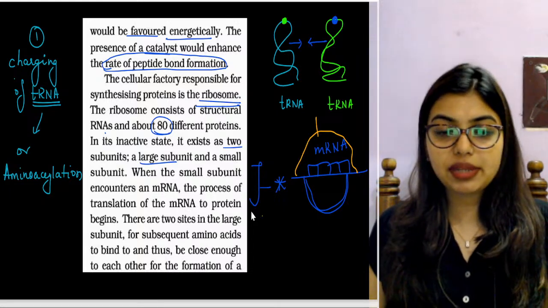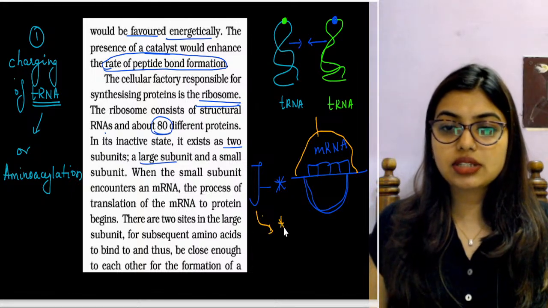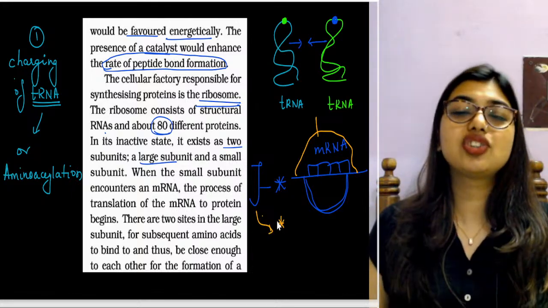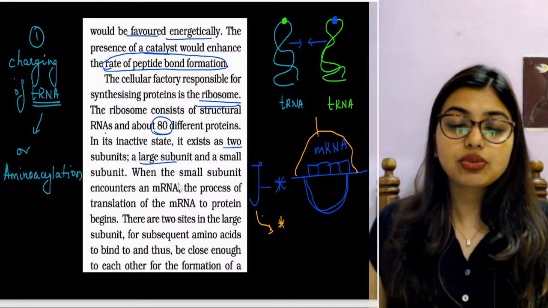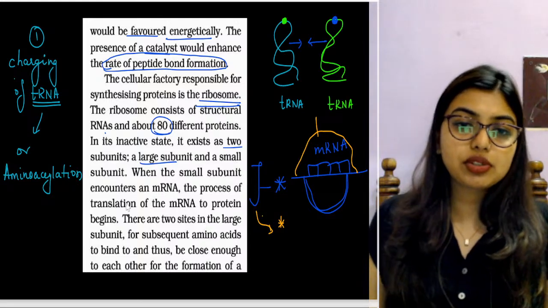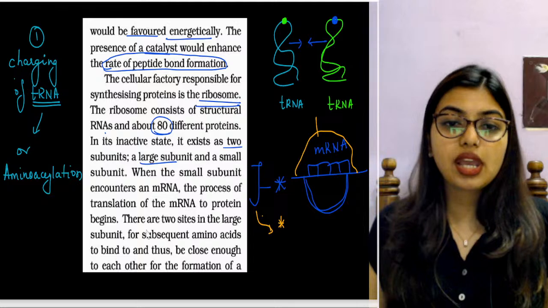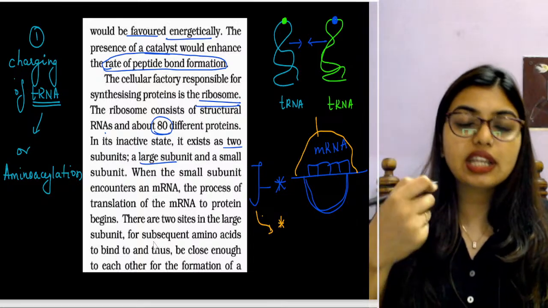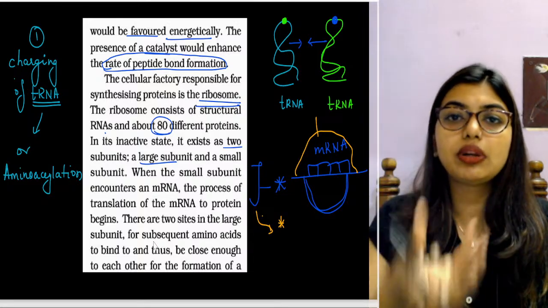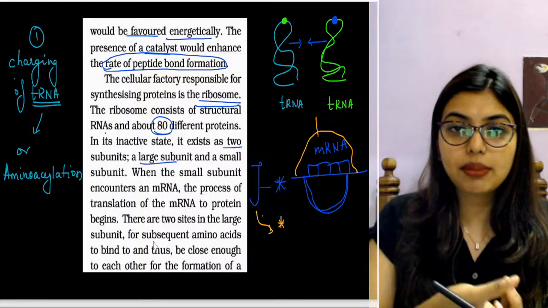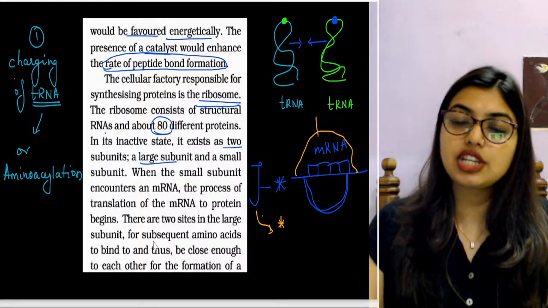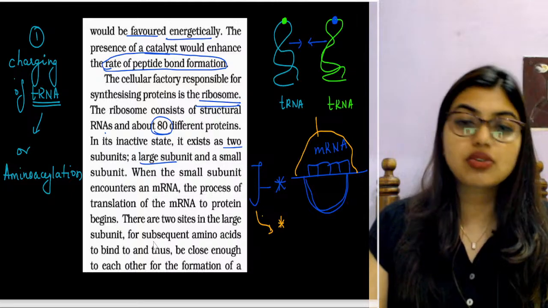I hope all of you are making note in your NCERT, because students, you will have a tendency of not reading it properly. So when you're reading, these are the two steps: when the small subunit encounters the mRNA, the process of translation begins. You did not focus on the word that the smaller subunit has to come and bind with the mRNA for translation to happen. You did not listen to that. Okay, so make a note of this.